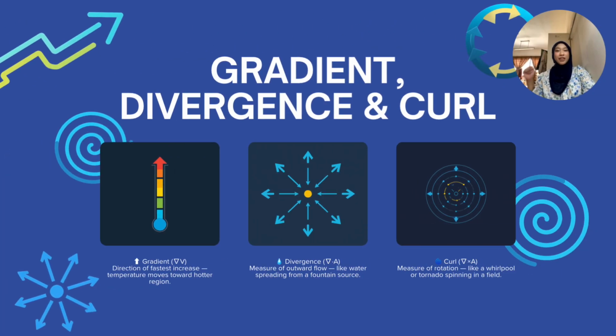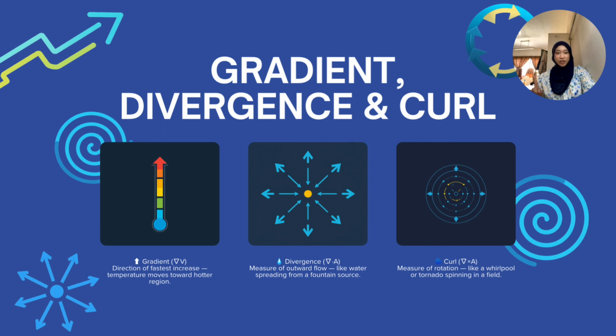Let's begin with the gradient. Imagine you are hiking up a hill. The gradient tells you which direction is the steepest path upward. In electricity, it shows the direction where electric potential increases the fastest.